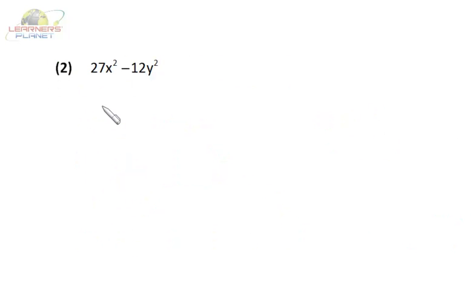Now let's see this question. Here it is x square y square, but 27 is not a square of any number and even 12 is not a square of any number. So what we can do, first of all, we can find out the HCF of 27 and 12. So what is the HCF of 27 and 12? HCF of 27 and 12 will be 3. Okay. So now let's take 3 as common at the very first step.